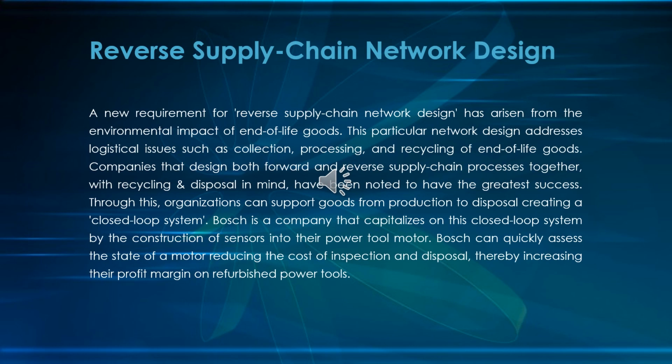A new requirement for reverse supply chain network design has arisen from the environmental impact of end-of-life goods. This particular network design addresses logistical issues such as collection, processing, and recycling of end-of-life goods. Companies that design both forward and reverse supply chain processes together, with recycling and disposal in mind, have been noted to have the greatest success. Through this, organizations can support goods from production to disposal, creating a closed-loop system.